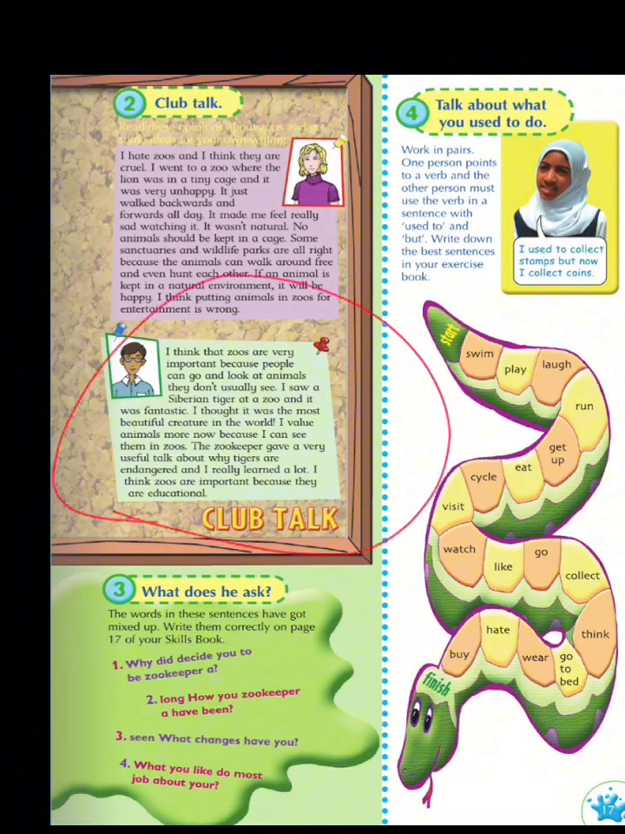I think that zoos are very important because people can go and look at animals they don't usually see. I saw a Siberian tiger at a zoo and it was fantastic. I thought it was the most beautiful creature in the world. I value animals more now because I can see them in zoos. The zookeeper gave a very useful talk about why tigers are endangered, and I really learned a lot. I think zoos are important because they are educational.